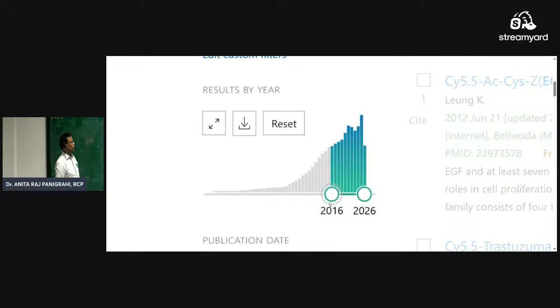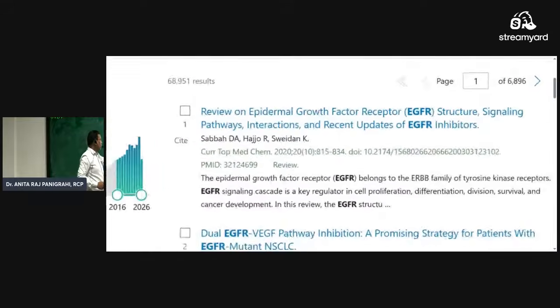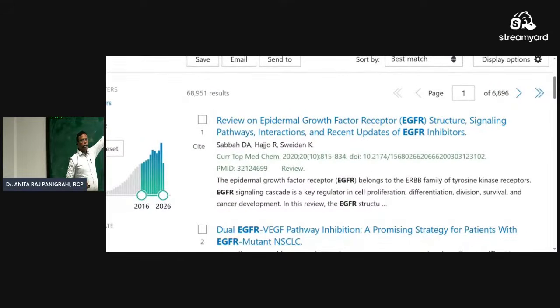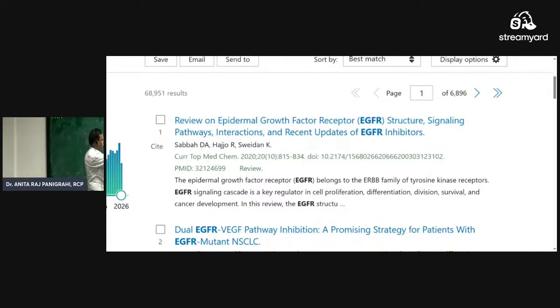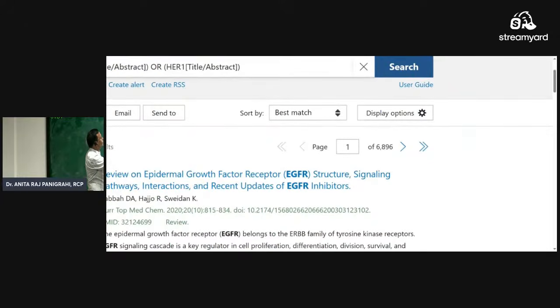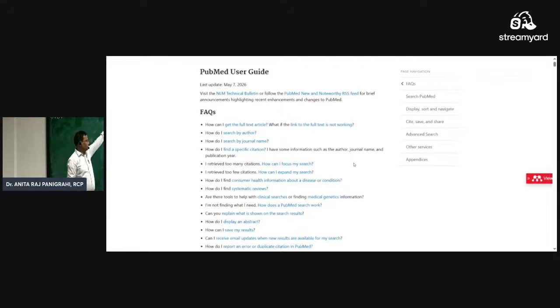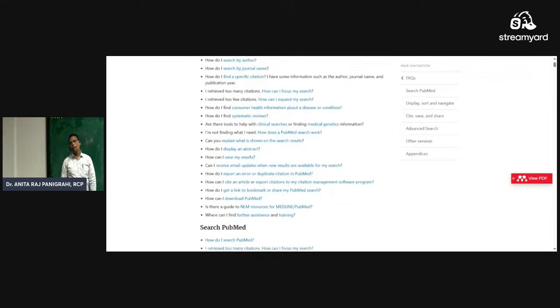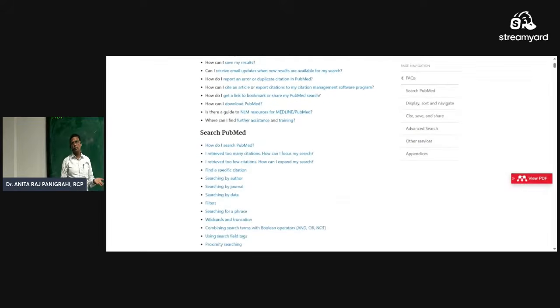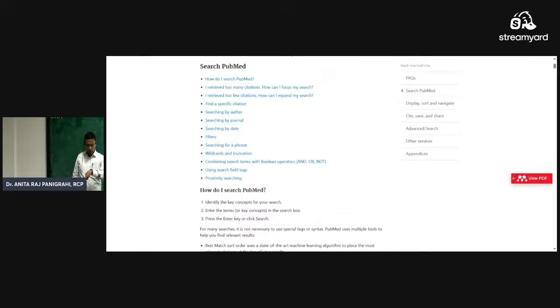Stop there. So I am looking at the last 10 years. That itself is 68,951 results. Then you go down, madam, here. These are things you play around with. Here, madam, can you go to that side, please? Up, a little bit up. There is a user guide. You read that entire thing. Everything will be there. Whatever I have given you is only a tiny part. So that is about this PubMed.